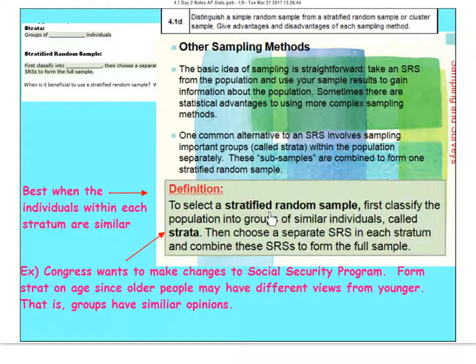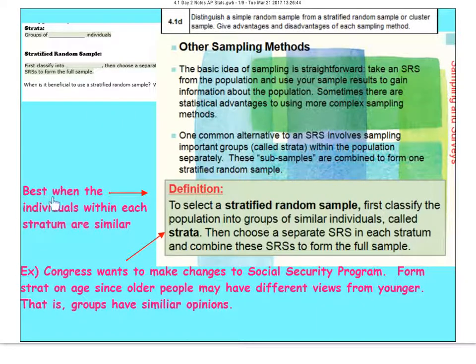So in a stratified random sample, what you do is you first classify the population into groups of similar individuals. So maybe you want to stratify by gender. You could have one group of boys and one group of girls. Then you would choose an SRS in each stratum. At the end, combine the SRSs to form a full sample. So it's very similar to a standard SRS, but you just put things in common groups and do individual SRSs and then combine them at the end.